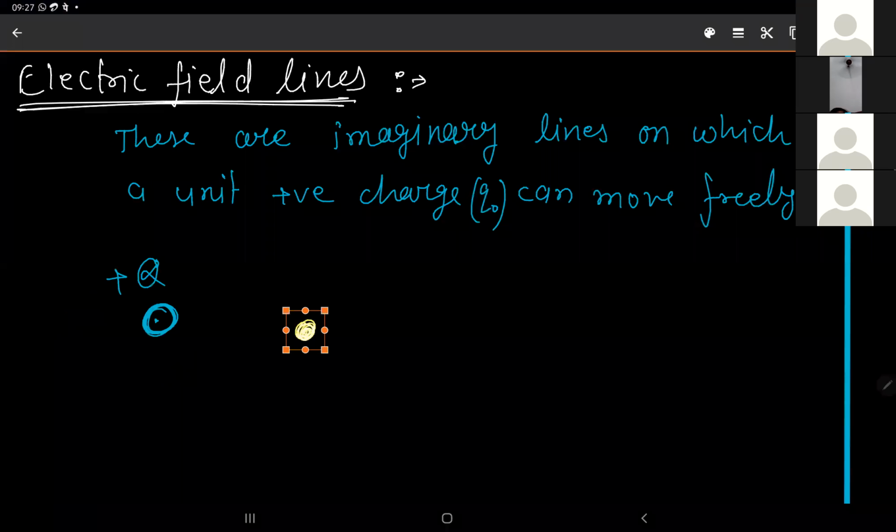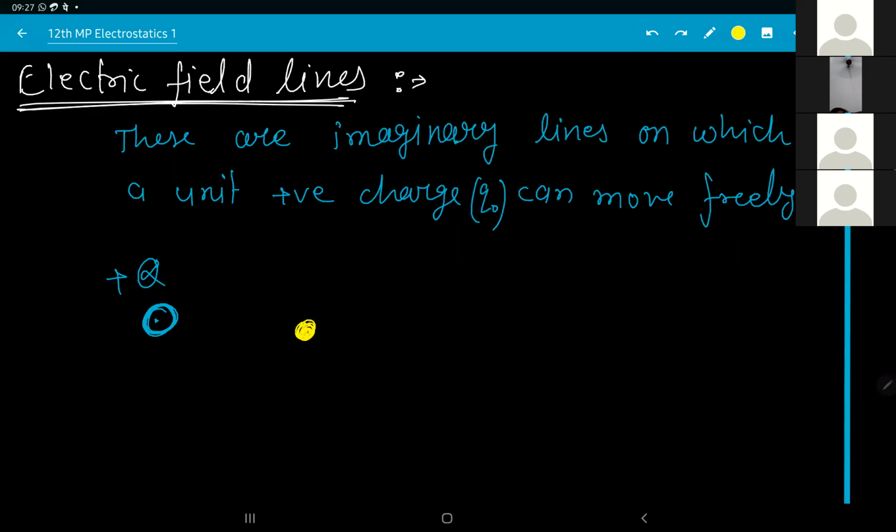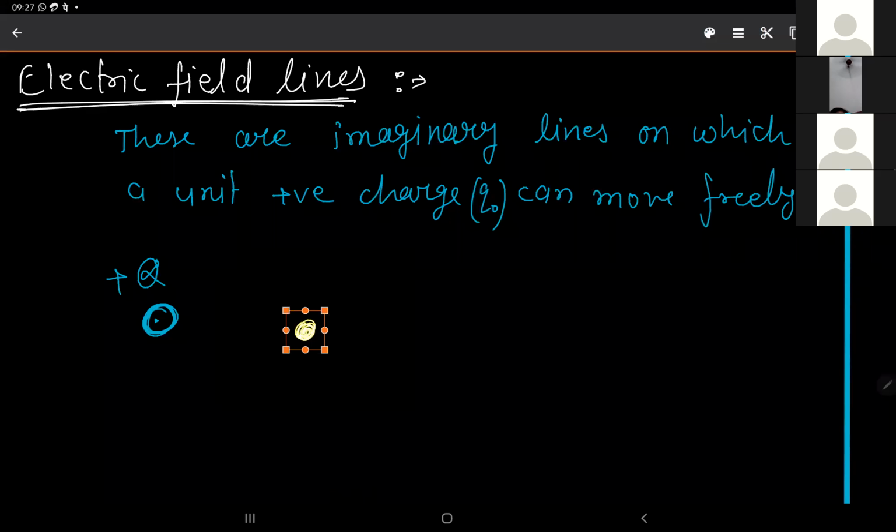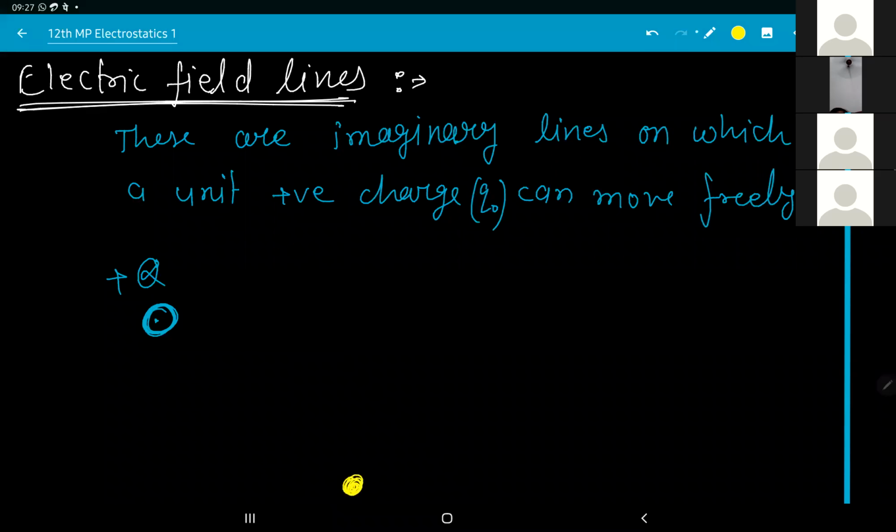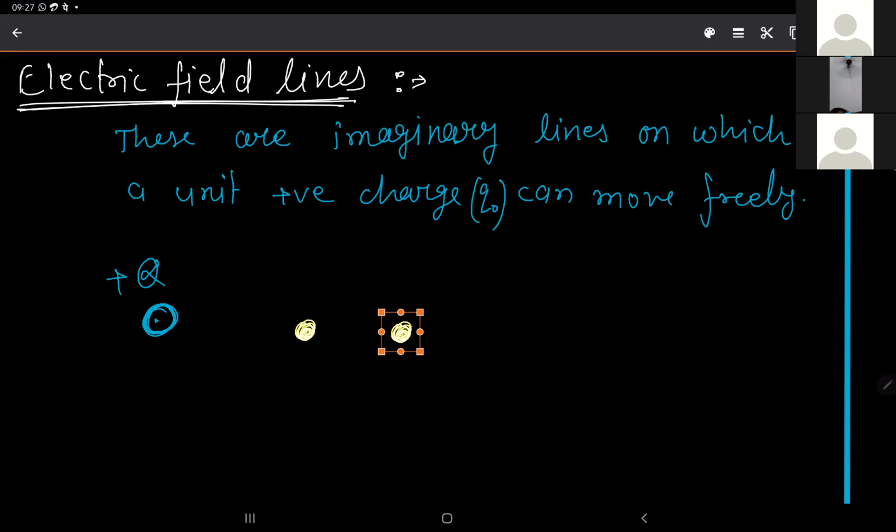See it very carefully. Is this correct? What am I doing? Tell me, was it correct? The motion of this charge. No sir. Look at it very carefully. Is this motion correct? No sir. Is this correct? Yes, sir. Yes, it is correct.